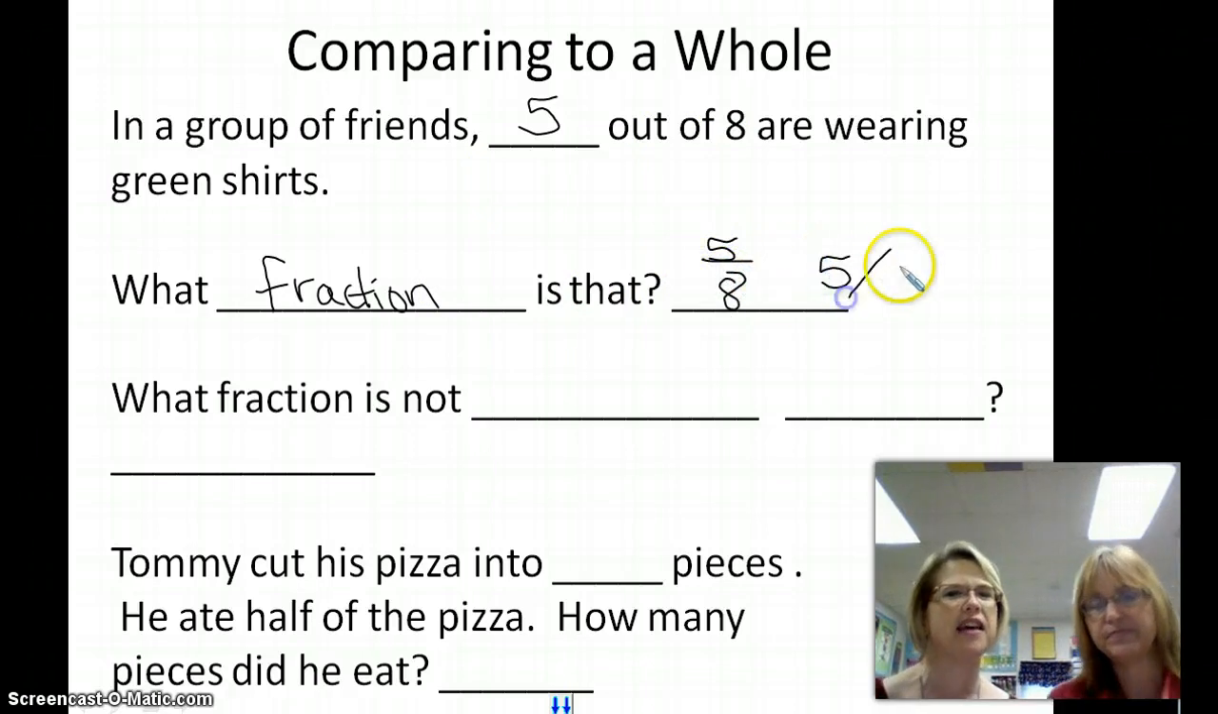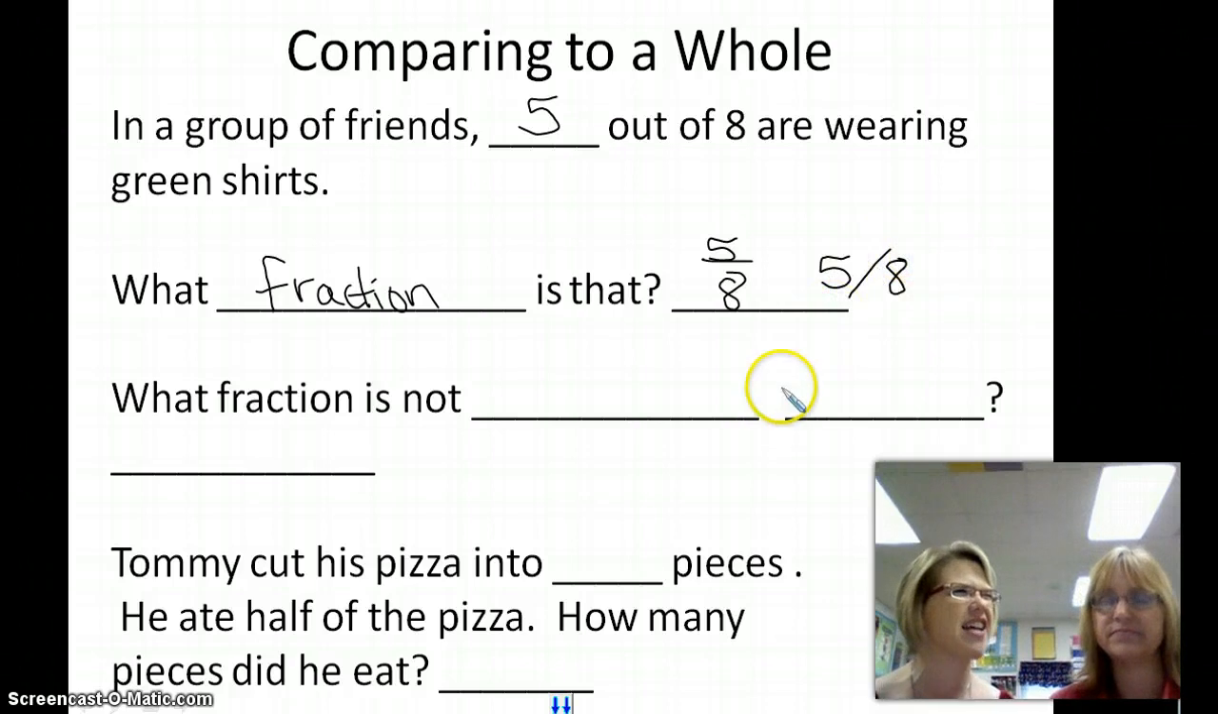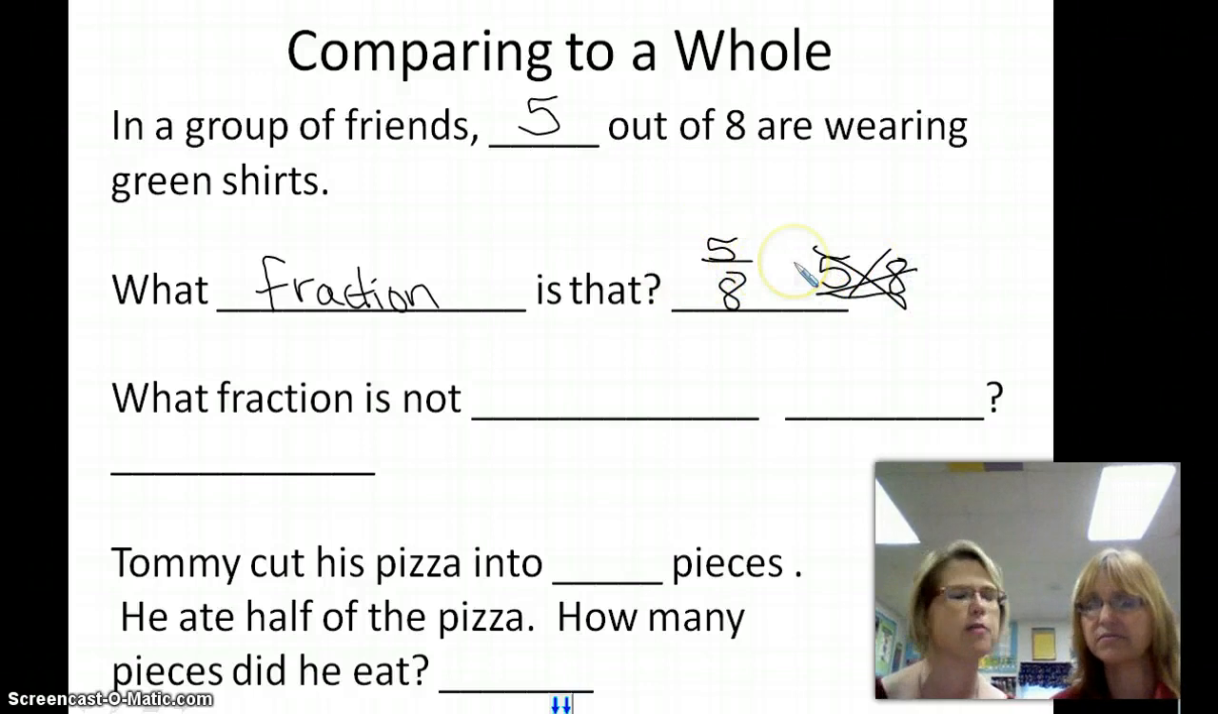Let's not write it with a diagonal, because if you write that diagonal, you're going to get into serious trouble when you try to do algebra. So let's not write it like that. Let's get comfortable with writing the horizontal fraction bar, right?